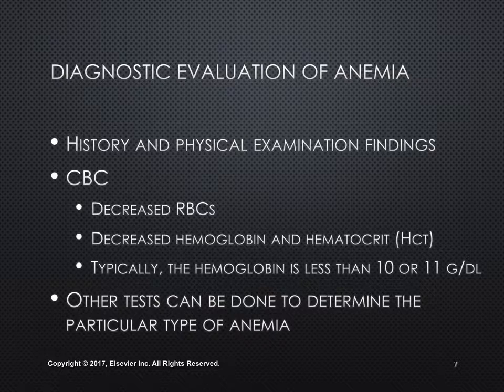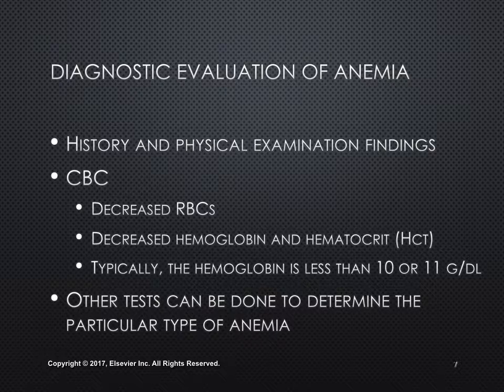Diagnostically, what we see is we look at their history and physical. Is there a reason why this child is anemic? Do they have a condition that's causing them to lose blood, or do they have a condition that's causing them not to make new red blood cells? Or are they just not getting good enough nutrition so that they aren't making the red blood cells as they should? We look at the CBC, and what we see on the CBC with someone with anemia is decreased red blood cells.